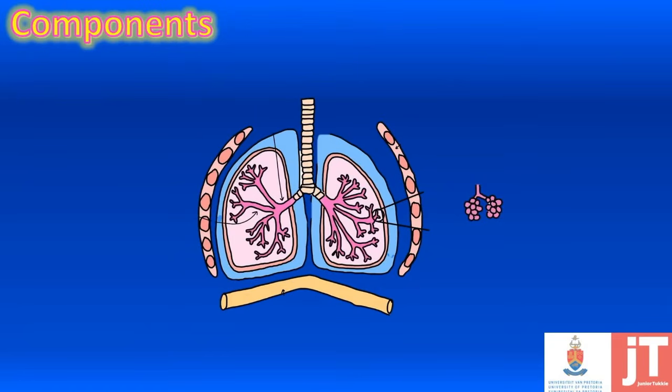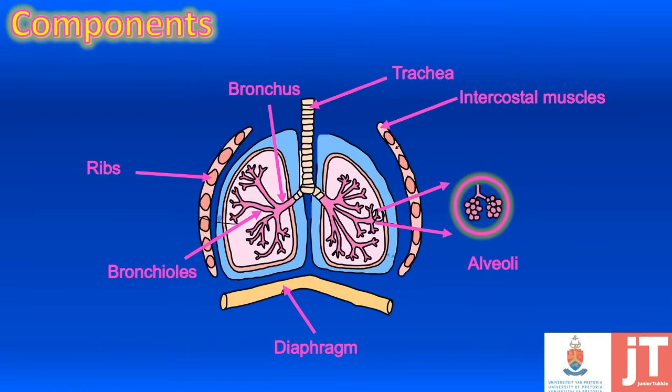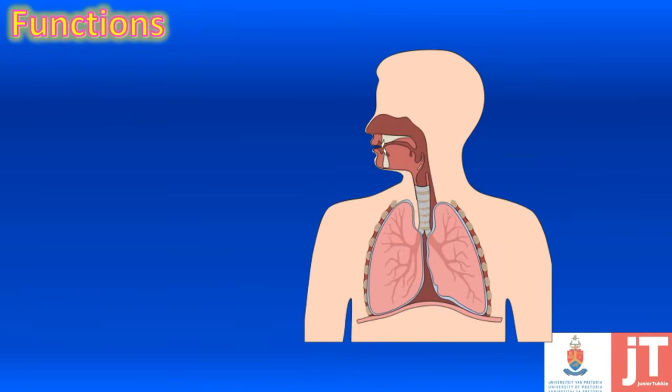So let's have a look at the components of the breathing system. Firstly, we have the trachea, which is sort of like a C-shaped cartilage pipe. We have the bronchus as well as the bronchioles. Then we will move over to our next section, which is the alveoli. These are little air sacs, which look like little grapes on the inside of the lungs. And then we have the diaphragm. Then we also have the intercostal muscles, which we will know as peri-ribs as well. And then we will also have the ribs, which play an important role in the breathing system.